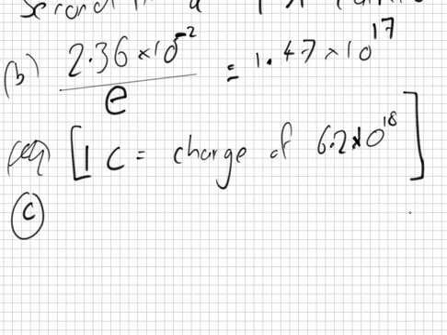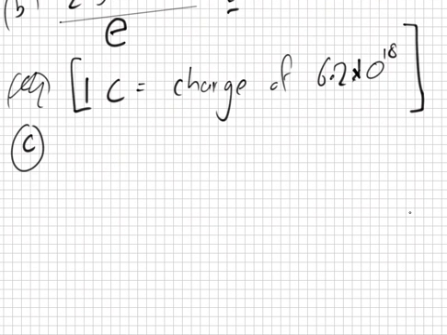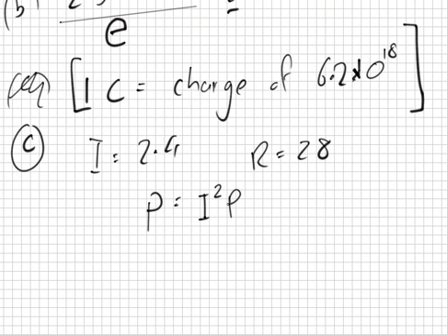C now. A current I equals 2.4, or equals 28. So you'd like to know how much power is produced. It's in the formula book. If you remember, the power is I squared R. Easy peasy, just multiply the 2 there. So it will be 161 watts of heat, of power. Okay, that's number 5 done.